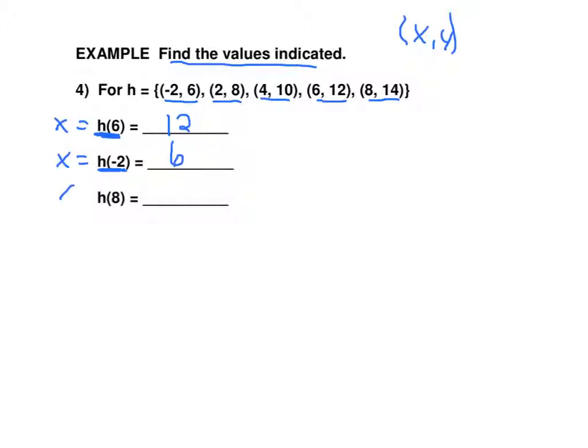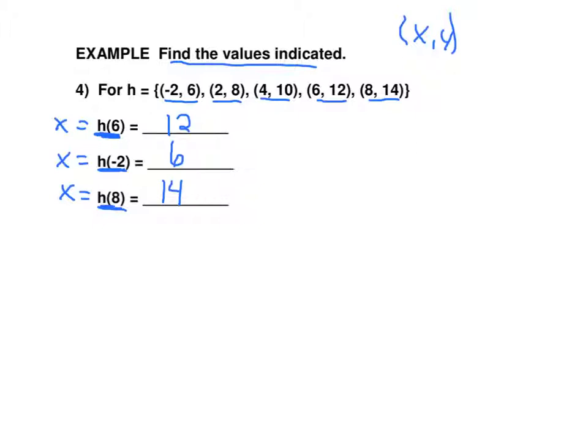On the last one, where is x going to be 8? And it would be here. This is where x is 8. Remember, x comes first. So that would be 14. So that one's slightly different. You don't have a rule. All you have is a list of ordered pairs.